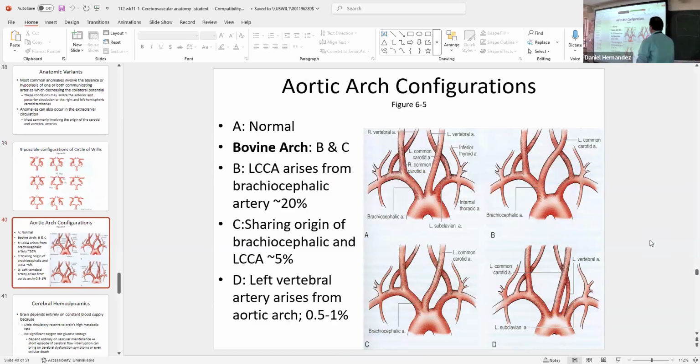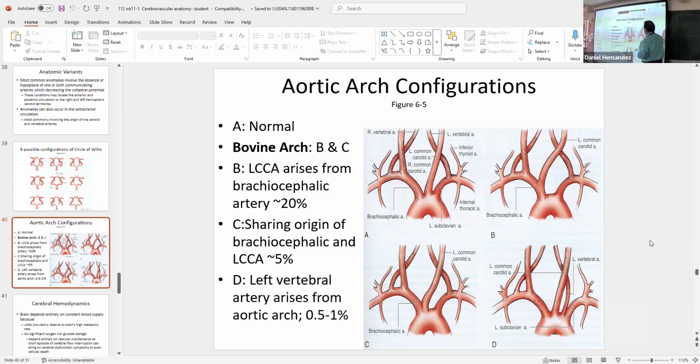So in addition to our cerebrovascular anatomical variants occurring with the circle of Willis, the other most common anatomical variants involve the aortic arch. If you ever get boards questions that ask where the most common anatomical variants are seen in the cerebrovascular system, it's issues with the circle of Willis, the communicating vessels, or it's anatomical variants in the aortic arch. So A represents our normal aortic arch.